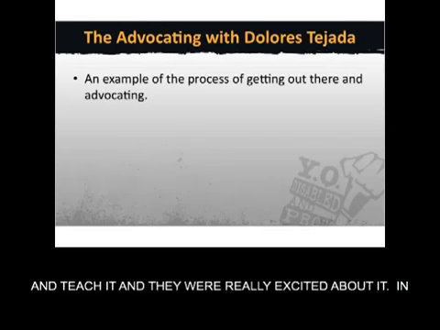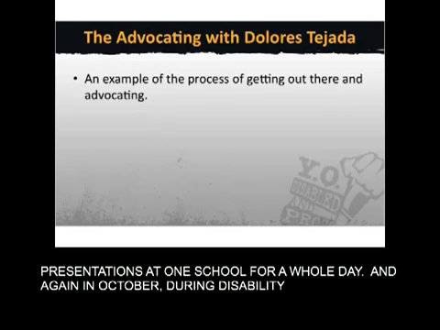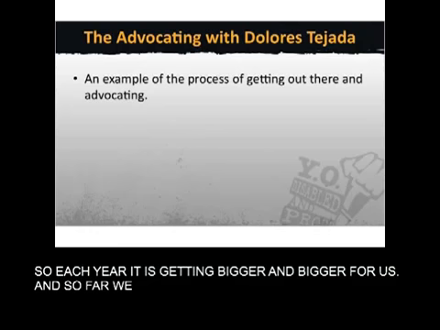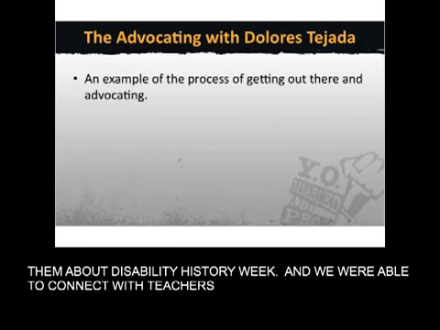So in 2010, in October during Disability History Week, we did presentations at about 4 schools. In March of 2011, we did presentations at 1 school for a whole day. And then again in October during Disability History Week of 2011, just a couple of months ago, we did an entire week of presentations at 5 different schools. Each year it's getting bigger and bigger for us, and so far we've estimated that we've reached over 1,000 high school students and talked to them about Disability History Week.